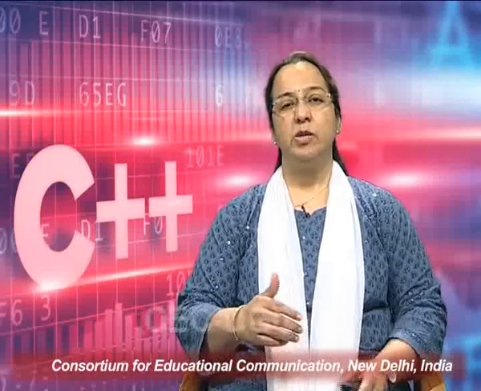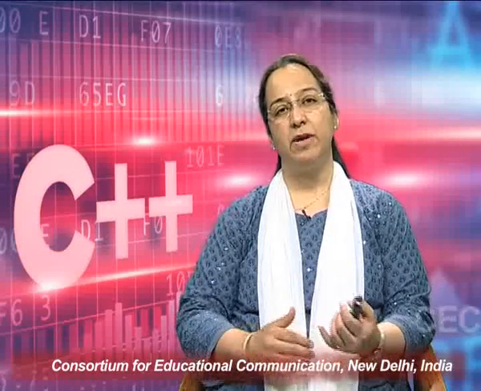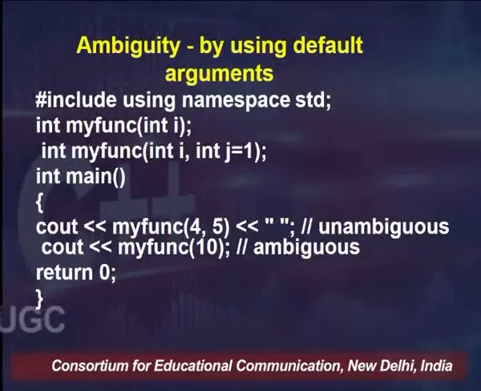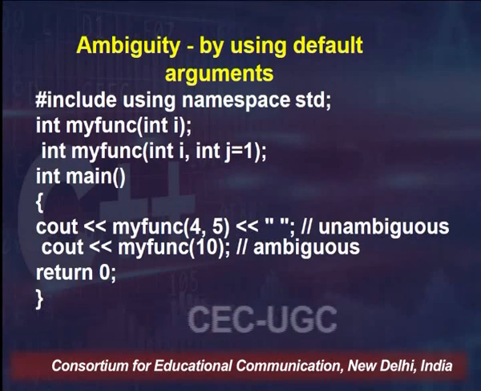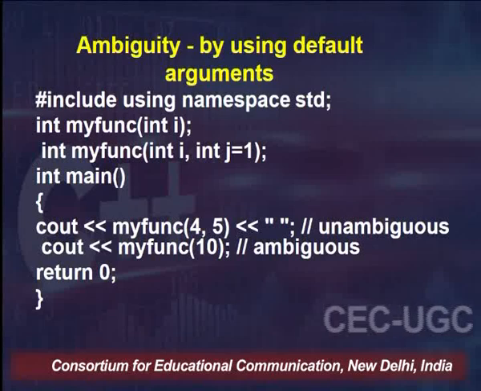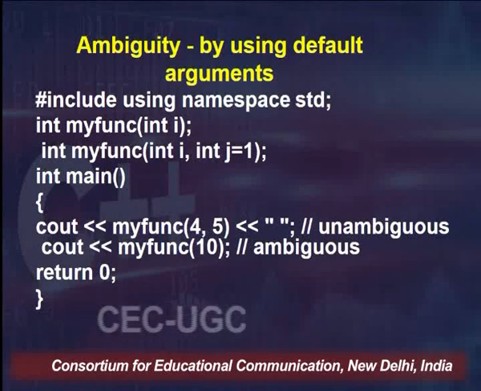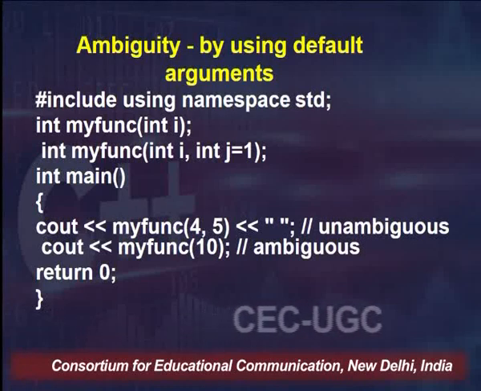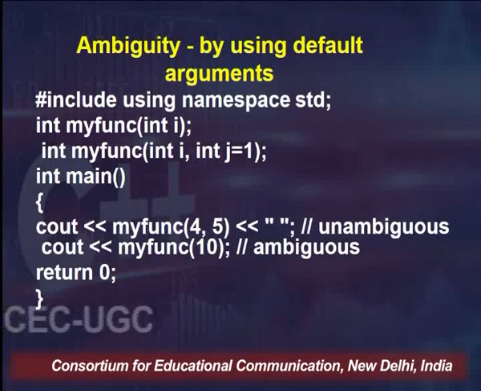Now till this point, whatever ambiguity reasons we have seen, I am just recapping those reasons in short. One is having only different return types, not a difference in the parameter list. Then implicit conversions, and for those implicit conversions we have seen two examples. Now coming to the next cause of ambiguity, it is by using default arguments.